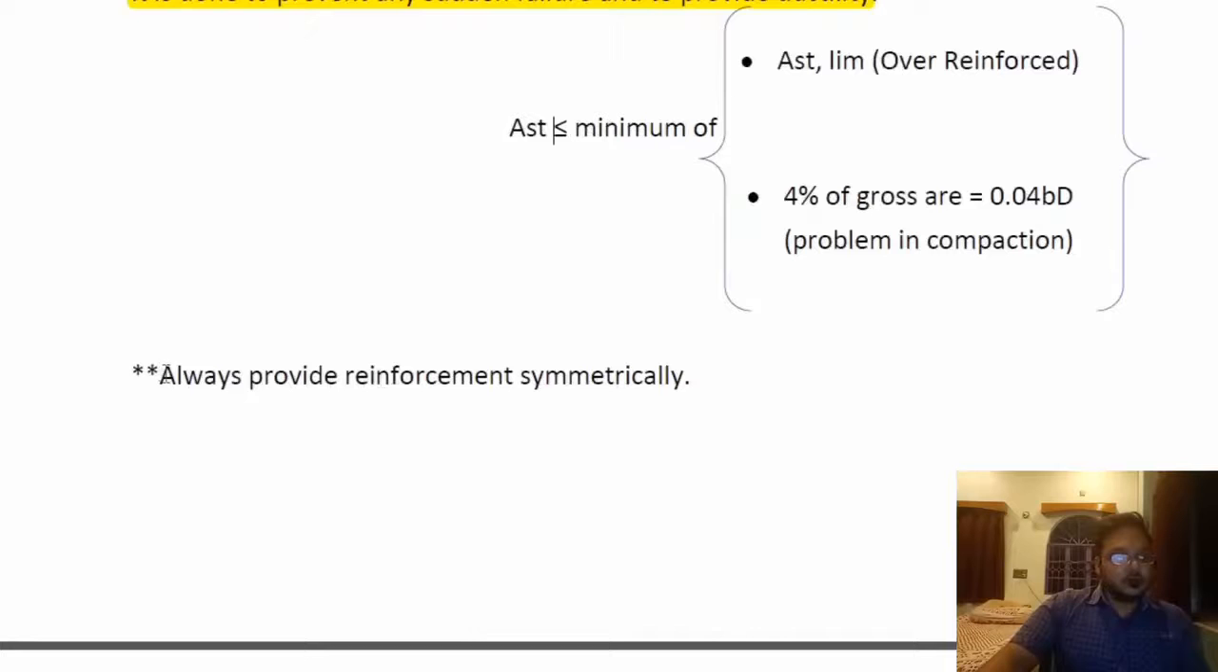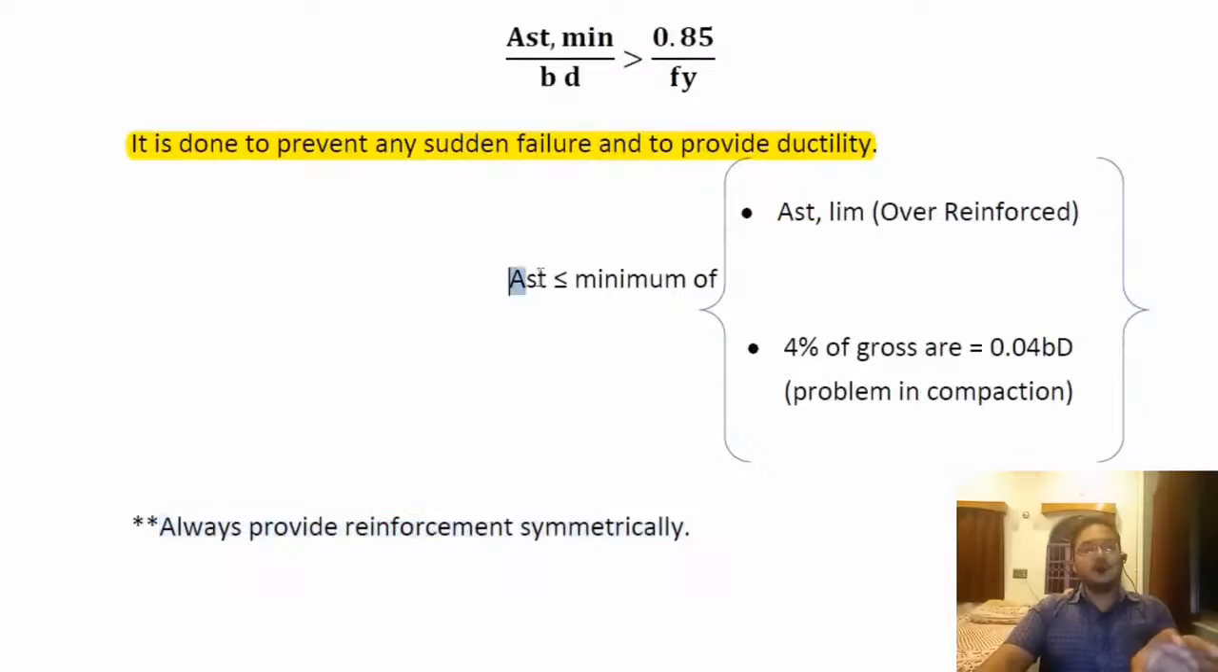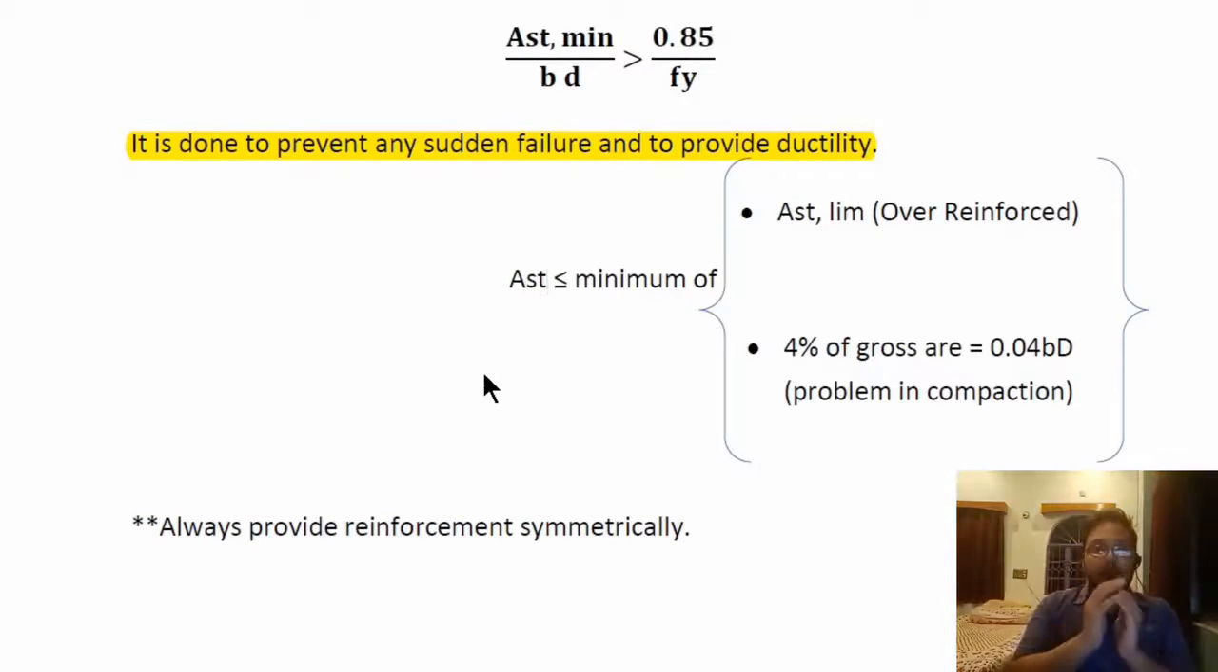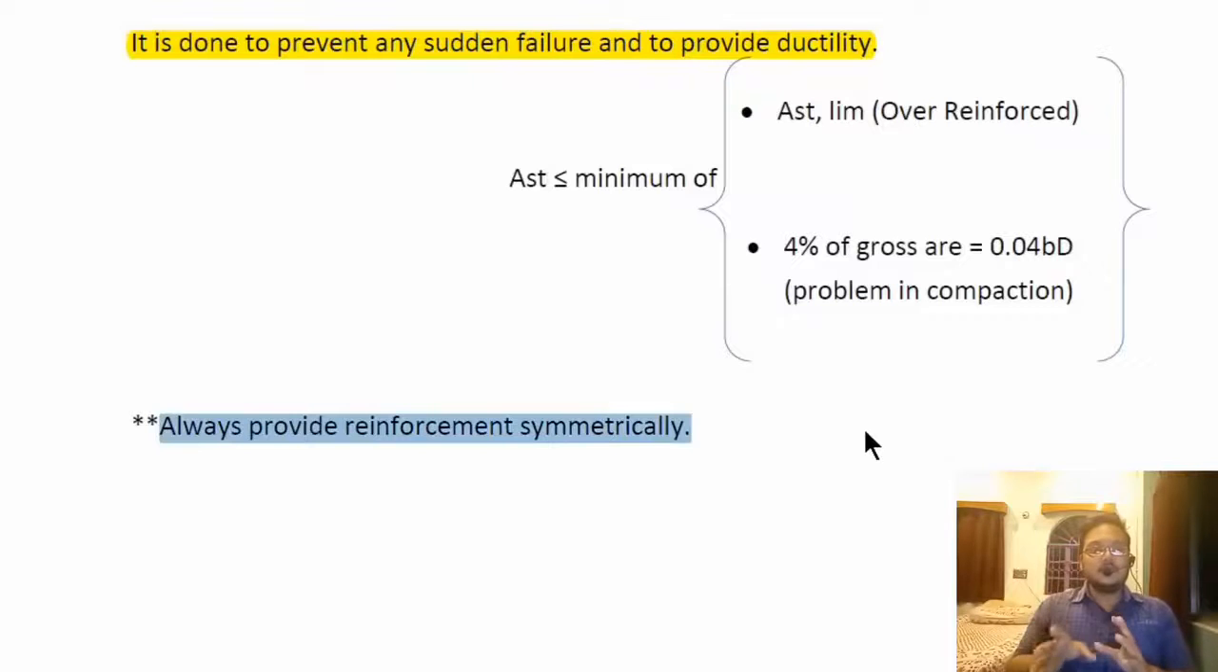Just remember one thing, always provide reinforcement symmetrically. After we get the value of this AST, we know the area of steel that we need, and by knowing the area we will decide the number of bars or the particular diameter of bars and their numbers which we will use for this section, and we will design this symmetrically. Suppose we have a section where AST is of a certain value and we get that value by 3 25 dia bars and 4 20 dia bars.